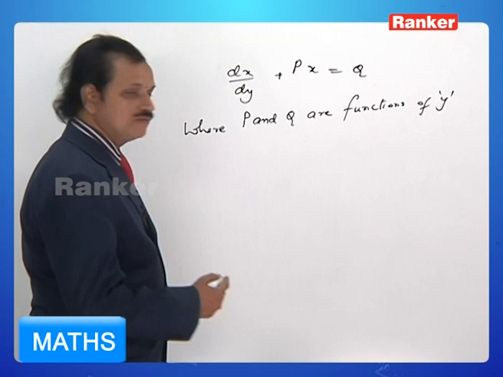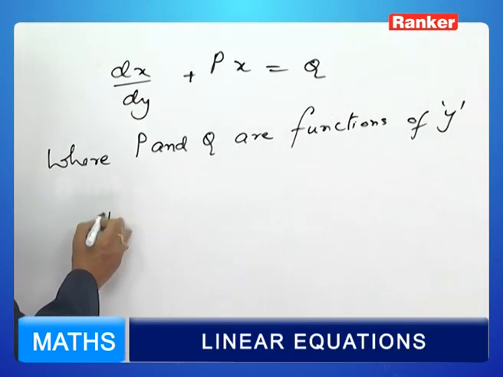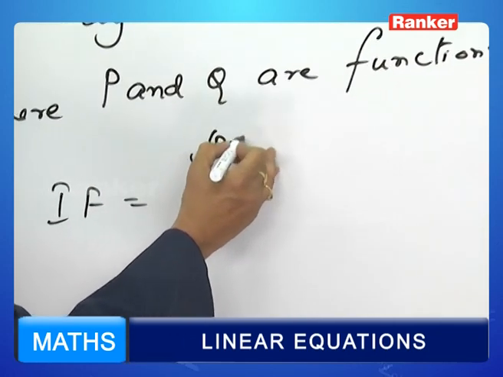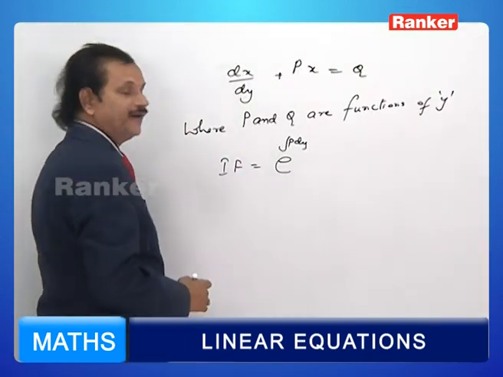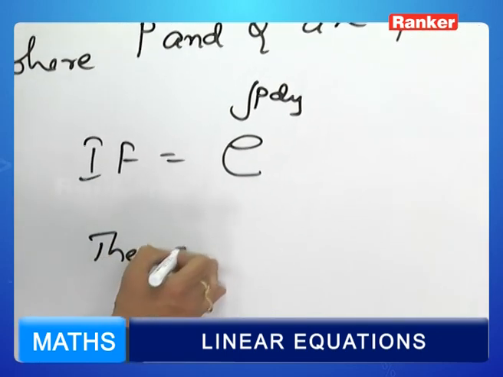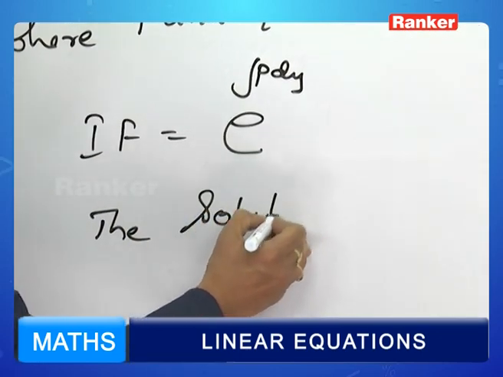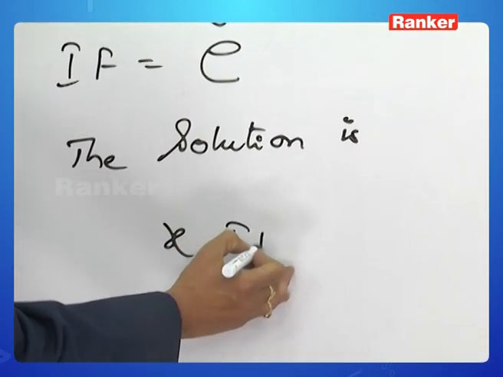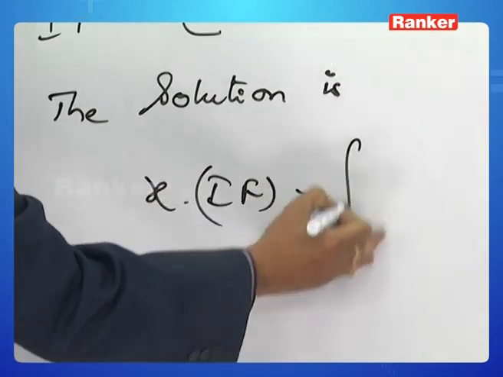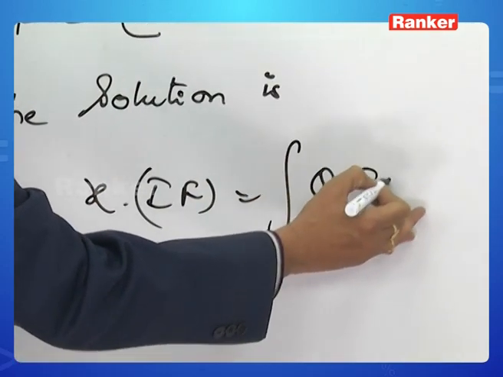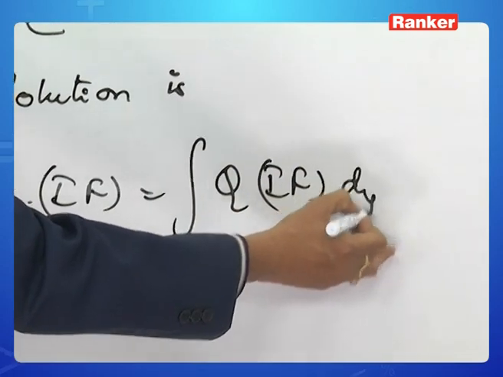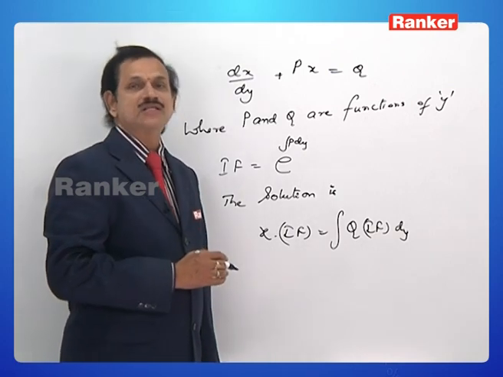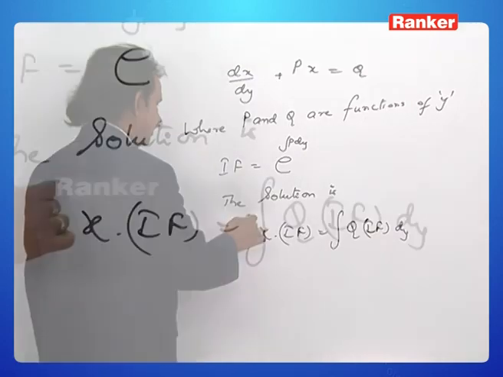And for this equation, the integrating factor is given by: integrating factor is equal to e power integral P dy. And accordingly, the solution is x into integrating factor is equal to integral of Q into integrating factor dy. This is the solution for that equation which is linear in x.